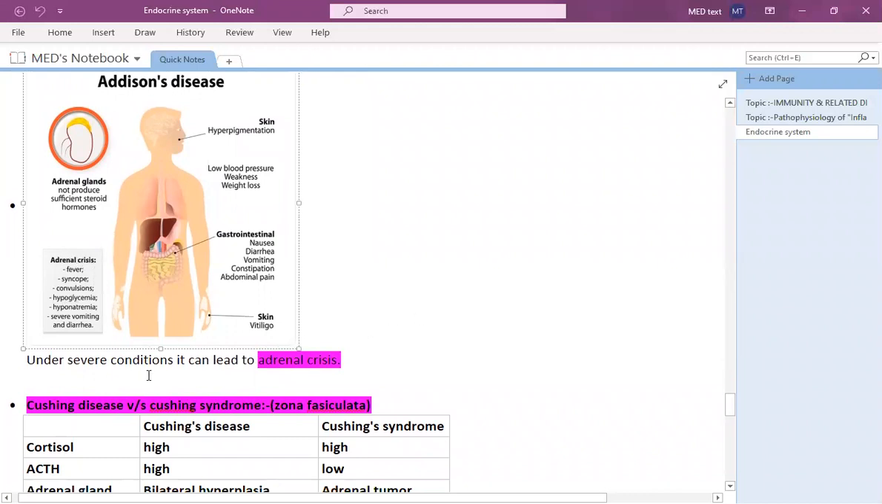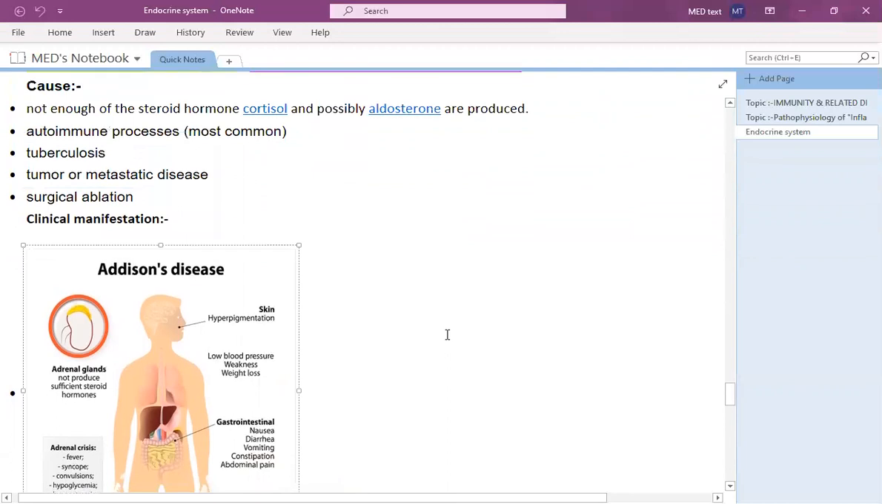As mentioned over here, in severe conditions, it can lead to adrenal crisis. Now, the adrenal crisis is characterized by fever, syncope, convulsions, hypoglycemia, hyponatremia. Why hypoglycemia? Less cortisol. Why hyponatremia? Less aldosterone. Natremia means nothing but sodium level. And severe vomiting and diarrhea is possible. So this is Addison's disease.